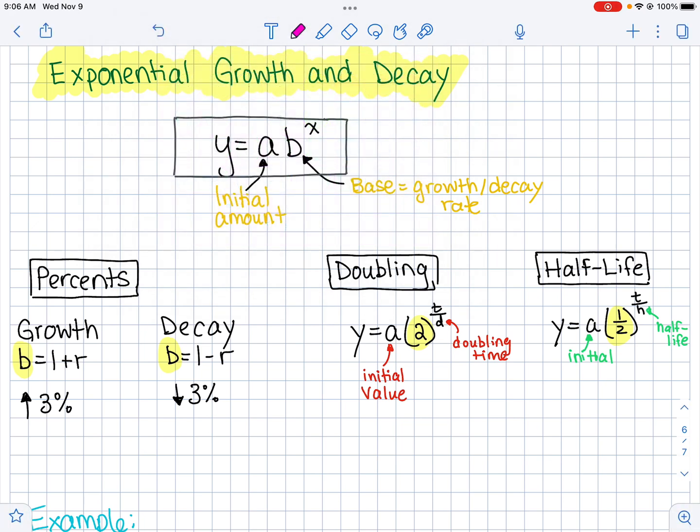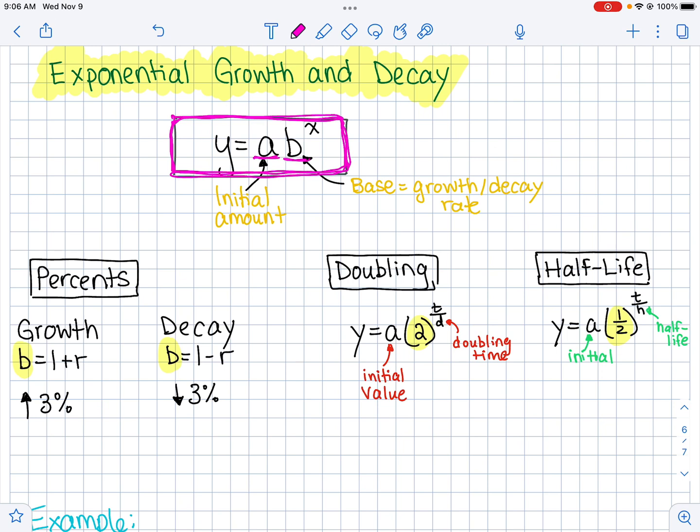So I broke it down into this strategy here. We've got our main equation, like this guy in the box. This is what they're all going to look like for now: y equals a times b to the power of x. A is going to represent our initial amount, whatever amount we start with.